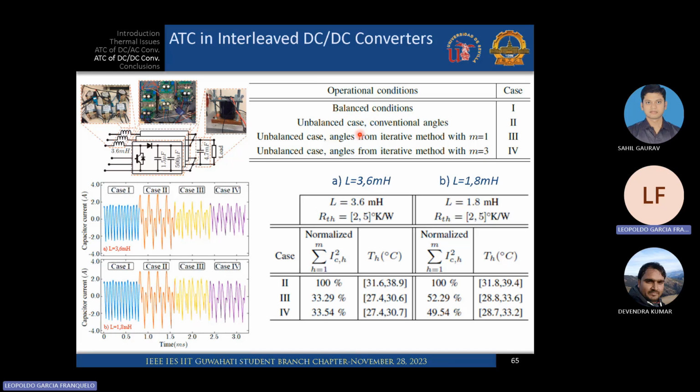In these examples, we will have several cases using 2 different inductors, 3.6 and 1.8 millihenries, and different capacitors with different thermal resistance of 2 or 5 Kelvin per watt. Then, in case 1, we see the difference. This is for the 3.6 millihenries and for 1.8. Both cases are very nice. In case 2, that is unbalanced with the classical method, we have something that is very ugly.